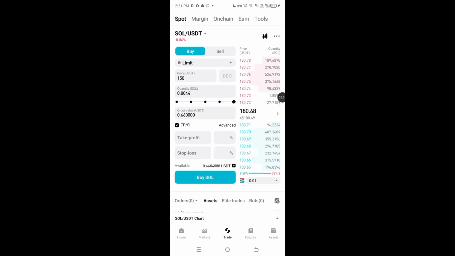That is where I want to buy. I don't want to buy at the market price. No, I don't want to do that. I want to buy at my own limit price. So you can do this on spot. You can determine the price you want to buy at on spot.